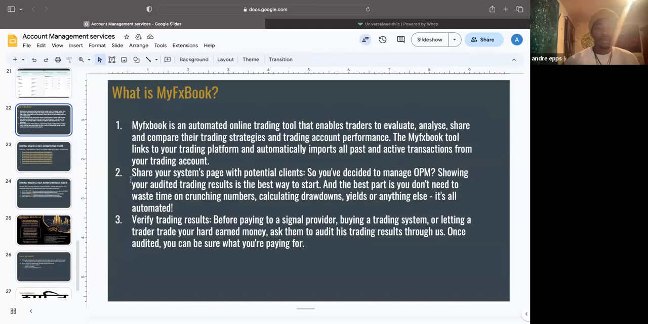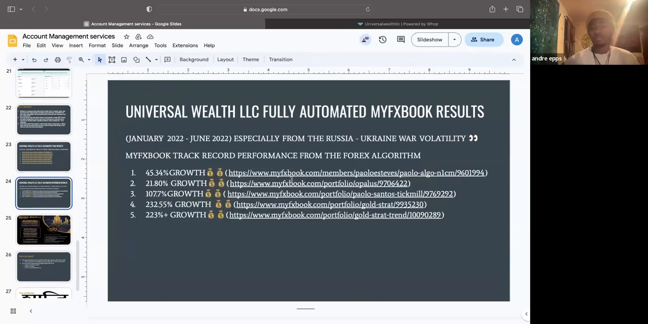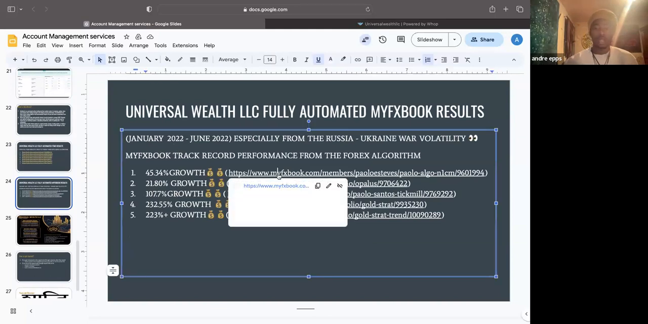Okay, so again, we went over what my FX book is. Now we're gonna go and check my FX book statistics. All right, so this is January 2022 to June 2022. This is when the Ukraine war volatility was there, which is beautiful. This is what we like to see.